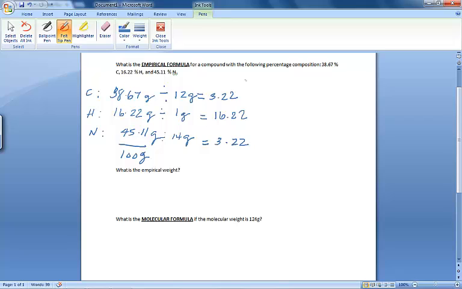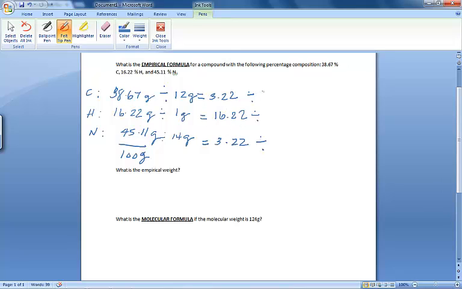Of course, we never have decimals or fractions in our formulas. They have to be whole number ratios. And in order to be empirical, they have to be simplified as well. These numbers are neither whole number nor simplified. So let's simplify them first. We'll simplify by dividing by the smallest one. So in this next step, divide by your smallest number.